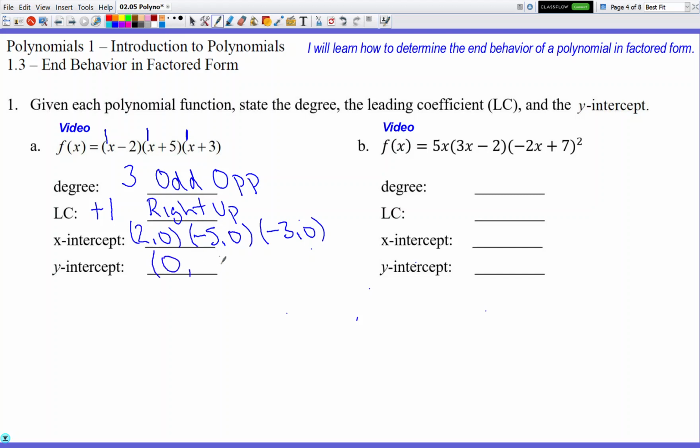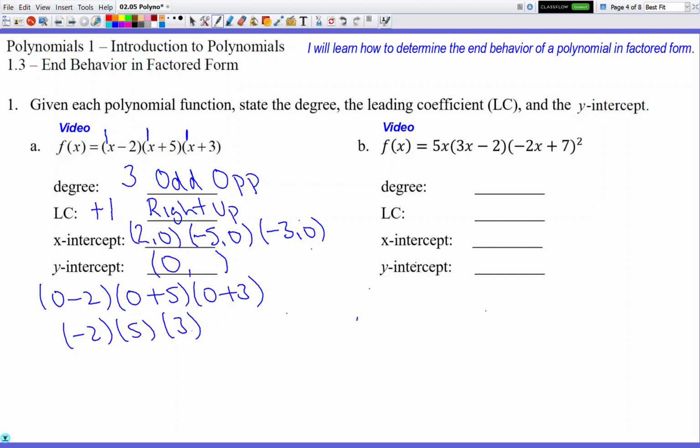All right, so y-intercept, that's not that bad because hopefully you remember that for y-intercept, you're going to plug in the easiest number ever in the entire world, which is a 0. So basically you're going to go 0 minus 2, 0 plus 5, and 0 plus 3. So basically it's negative 2 times 5 times 3. Hopefully you say negative 30. And if you said that, you just found your y-intercept coordinate: 0, negative 30.